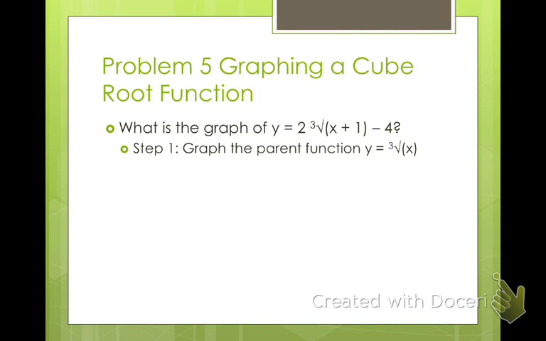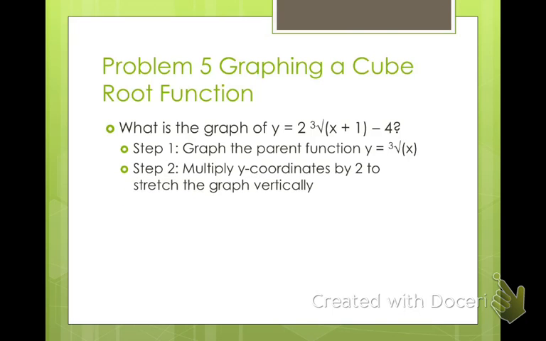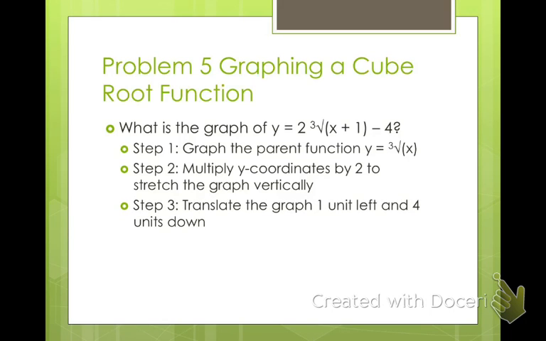So then from there, remember we picked the points -8, 0, and 8. In order to graph it, we're going to multiply all our y coordinates, so -2, 0, and 2, by 2. So -2 times 2 is -4. 0 times 2 is 0. And 2 times 2 is 4. So we have those as our new points. And then we're going to translate those: left 1, down 4. So move all those points left 1, down 4.